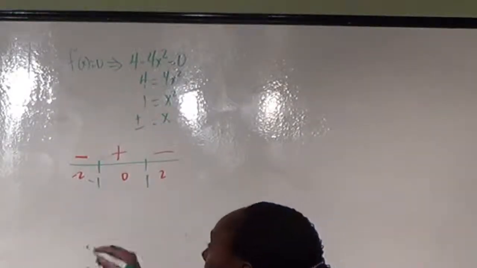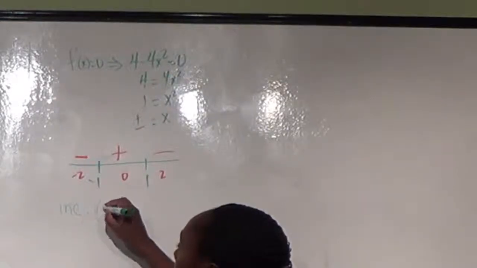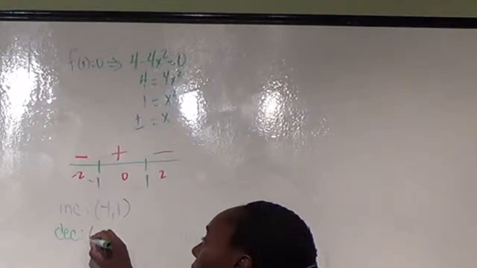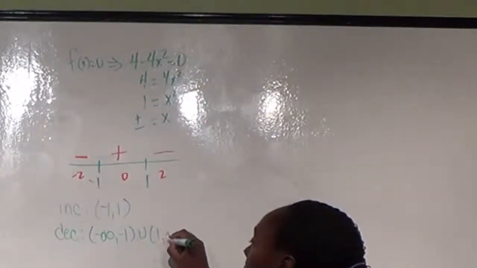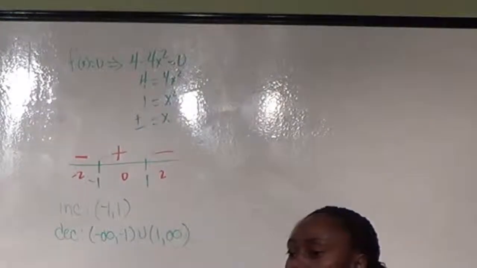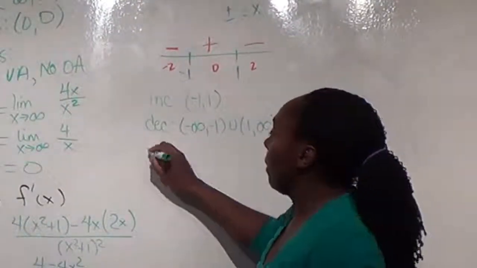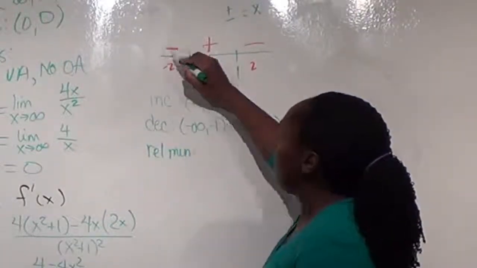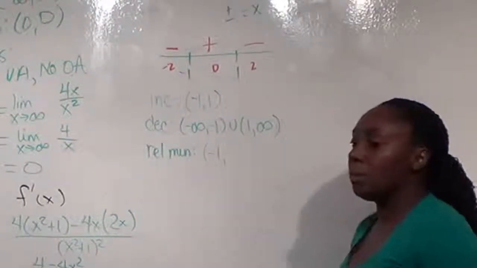Okay. So this tells me that my function is going to be increasing on the interval from -1 to 1, and it's going to be decreasing on the interval from -infinity to -1, union 1 to infinity. Okay. For our extreme values, we can see that there's a relative min, so where it's decreasing and then increasing at x equals -1.